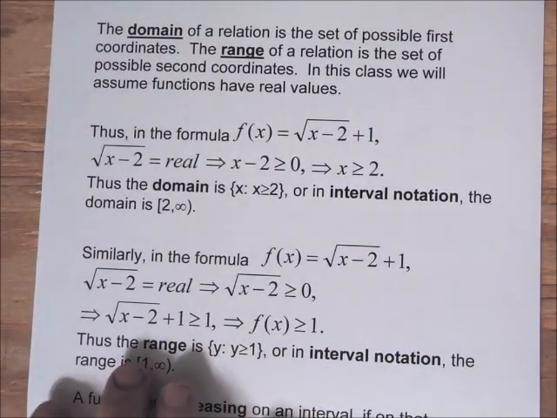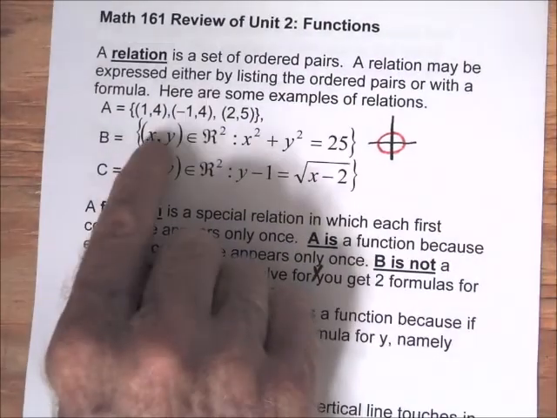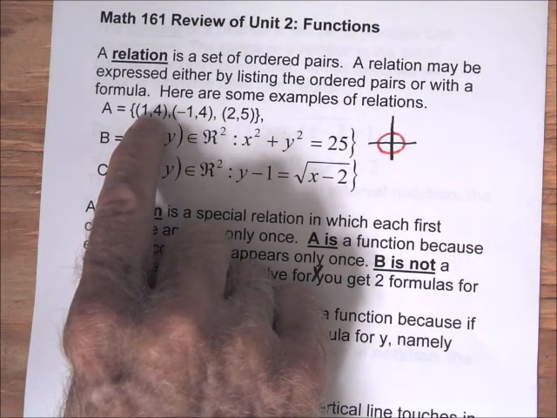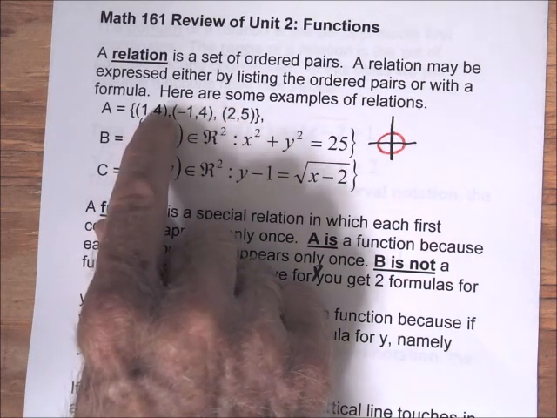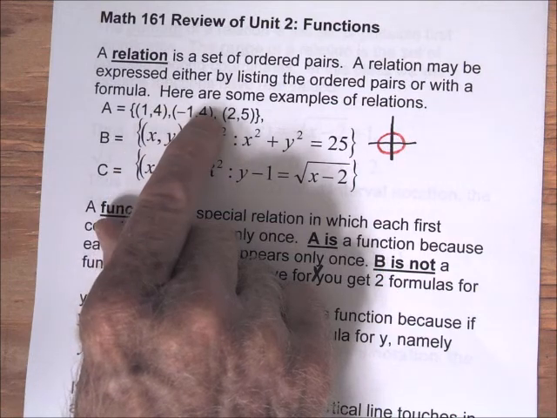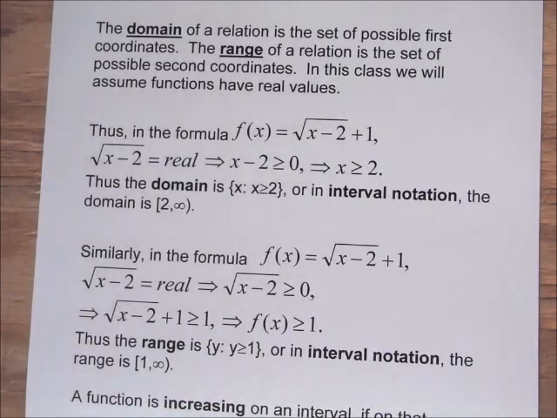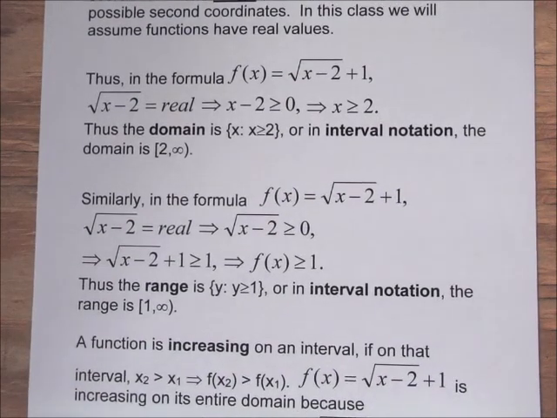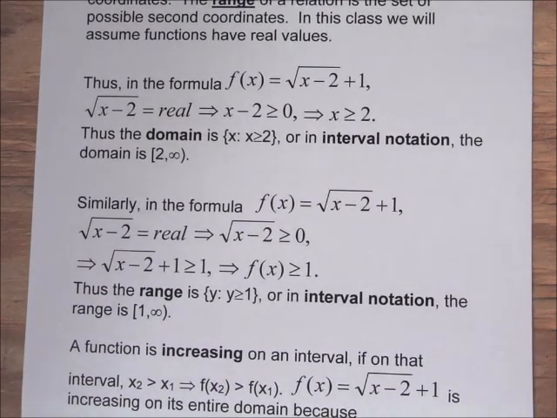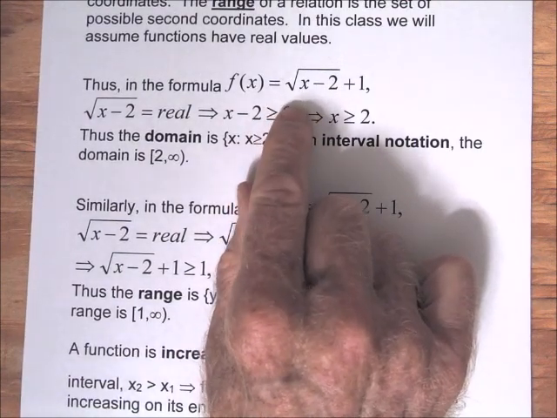First of all, maybe I'll do the domain of relation A. The domain would be just the values 1, -1, and 2. That's the domain. The range would be the values 4, 4, and 5. So actually the range only has two values. But anyway, for relation C, which is also a function, we can determine the domain as follows.